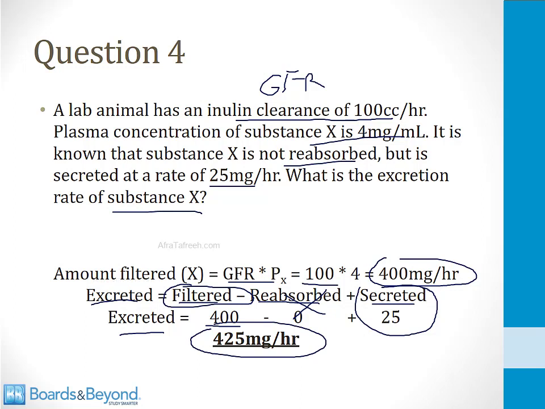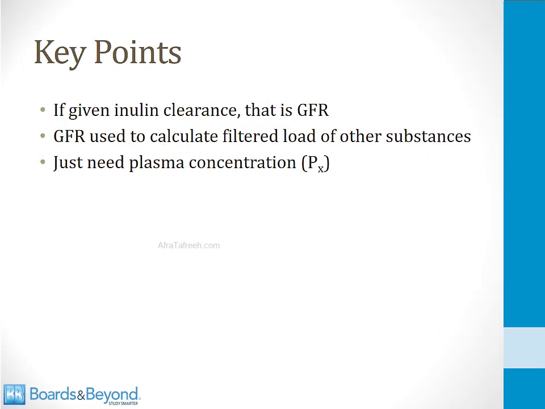Once again, this problem shows a general point, which is the amount of anything that is excreted is equal to the amount filtered minus the amount reabsorbed plus the amount secreted. This comes up again and again in renal physiology. I'll leave you with a couple of key points. Anytime they tell you the inulin clearance, they are giving you the GFR, and the GFR can be used to calculate the filtered load of other substances as long as you have the plasma concentration of that substance.